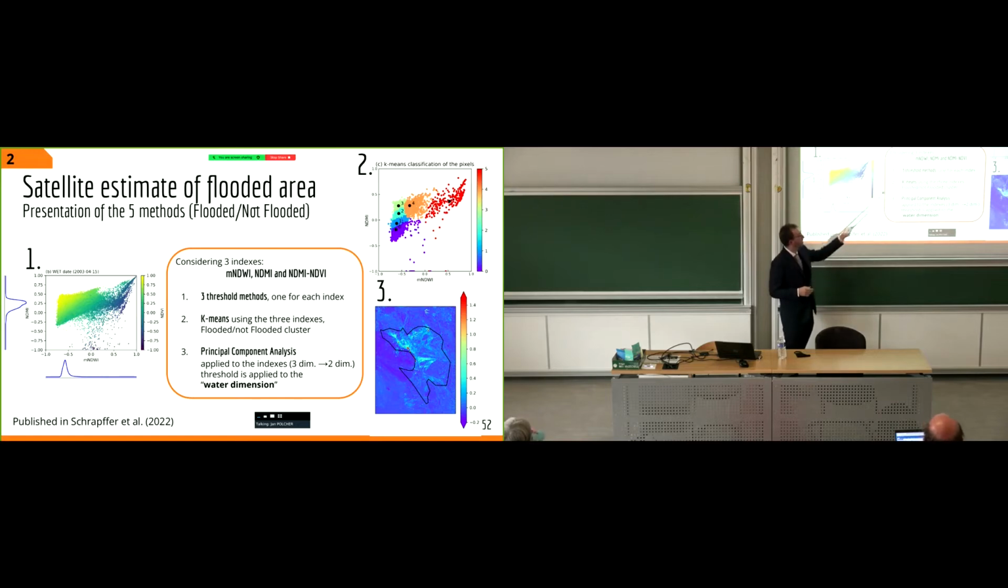Then we can use the 3 indices together to try to capture a more complex data structure, using first the k-means clustering method. So I have my data, I use the k-means method to obtain 6 different clusters, and then I say the cluster in orange and the cluster in red correspond to flooded pixels. And the last one is the principal component analysis method, which is a reduction that allows us to reduce the number of dimensions. So I have 3 indices, 3 dimensions. With the PCA I get 2 dimensions, and then I can apply a threshold on the dimension which is related to the presence of water.